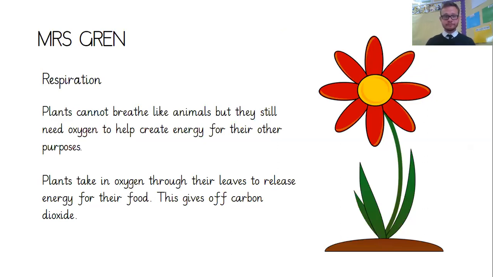For respiration, plants can't breathe in the same way that animals do, but they still need oxygen, which is a gas, in order to help create energy for their other purposes. They take that oxygen in through the leaves and then release the energy from food. This gives away carbon dioxide. Now, often you'll hear about plants taking in carbon dioxide. We'll get onto that when we get to photosynthesis. But they also need oxygen in order to be able to breathe for key parts of their energy production.